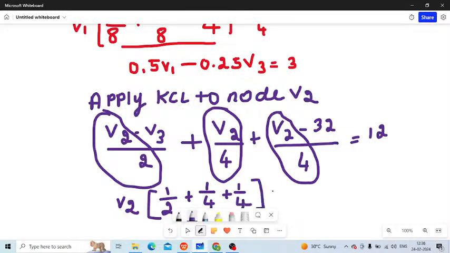Yeah. So what I can say, which is minus V3 by how much? Minus V3 by 2, which is equal to minus 32 by 4 plus 12. Right? So here it already has 12 with that, this minus 32.